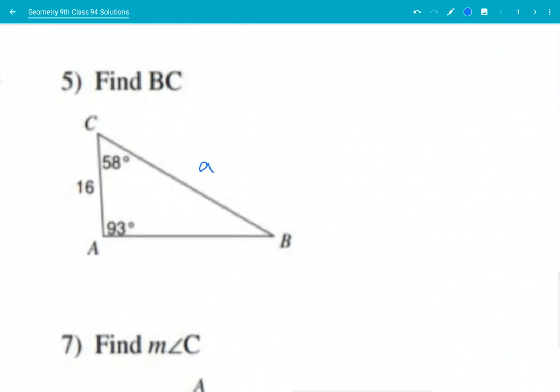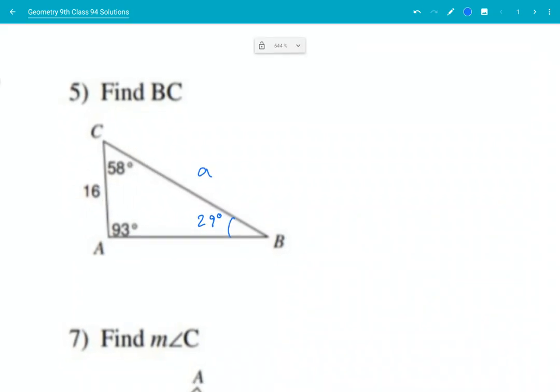And that means that we need to find this angle because it's opposite the side they give us. So 180 minus 58 minus 93. It's almost a right triangle. So we get this angle is 29 degrees right there. So we're going to go 16 over sine of 29 equals little a over sine of 93, like that.